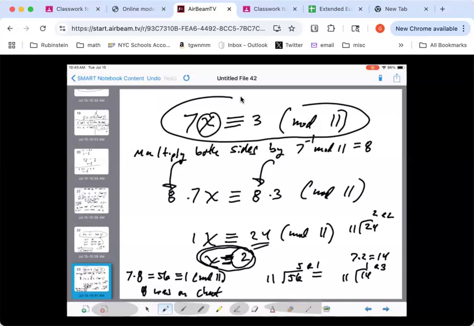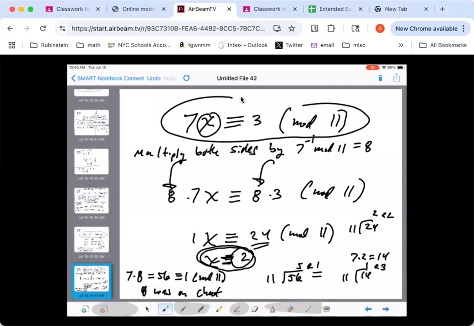X actually is congruent to 2, and any number like 2 works, but 13 would also work, and 25 would also work. So where'd you get the 14 from?